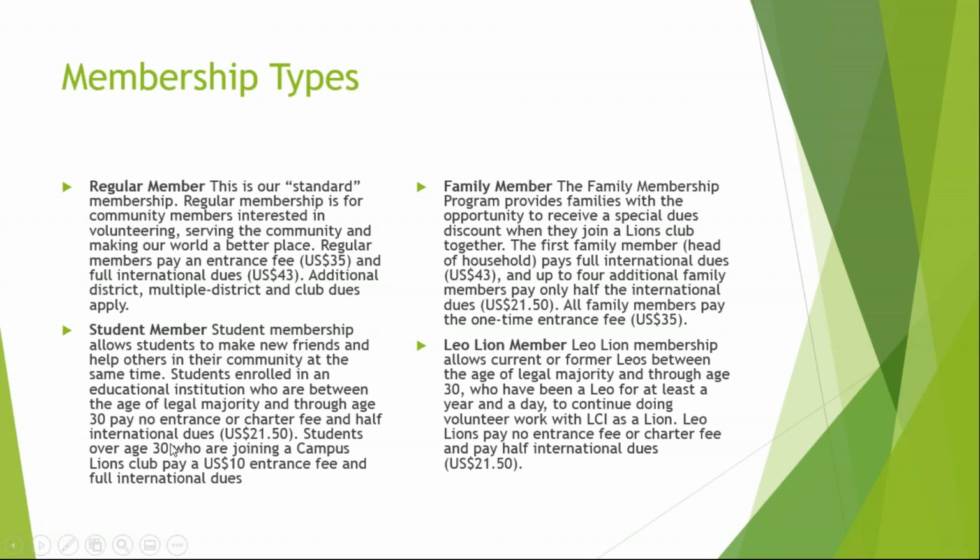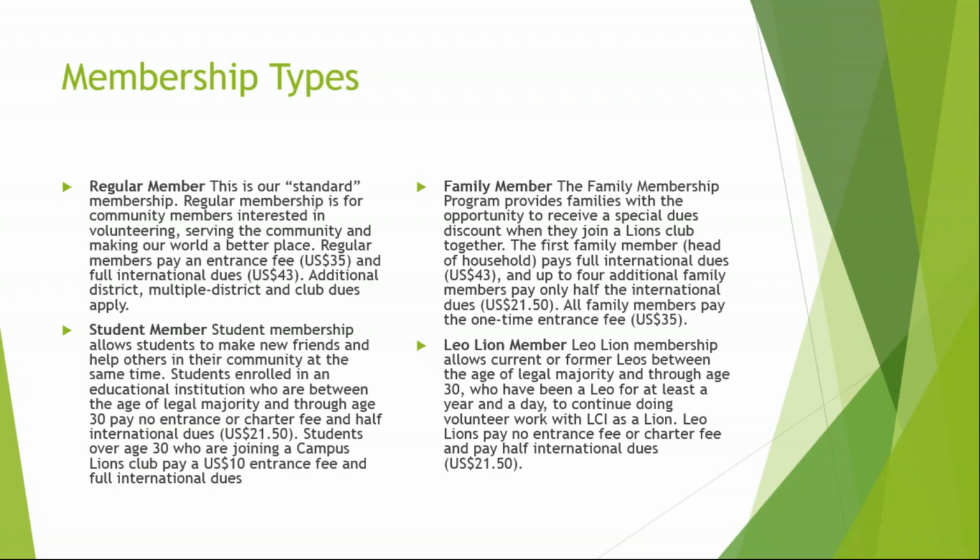So let's look at some membership types. The membership types that there are: regular member, student member, family member, Leo Lion member. Okay? A regular member is a standard membership. Regular membership is for community members interested in volunteering, serving the community, making the world a better place. They pay an entrance fee and full international dues, which is $43 a year.